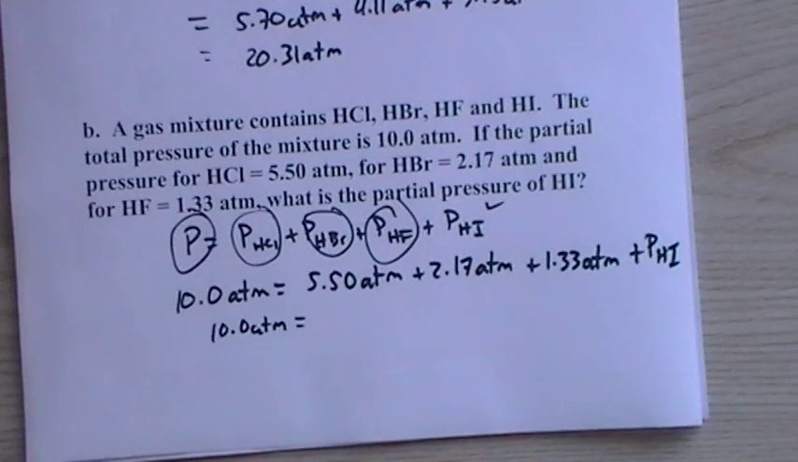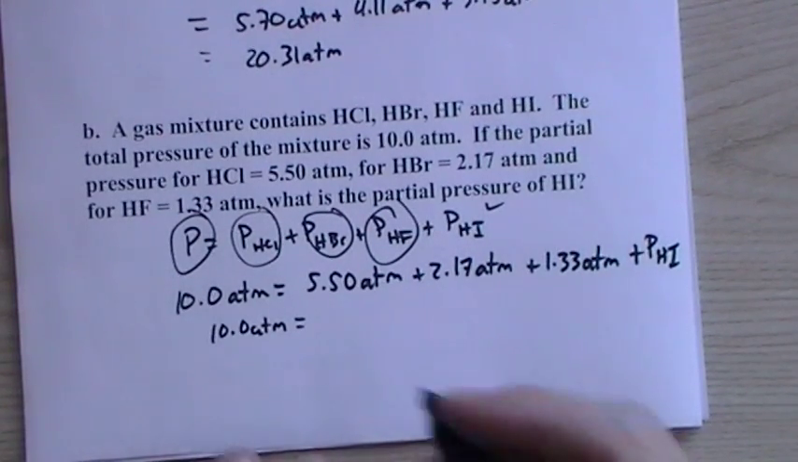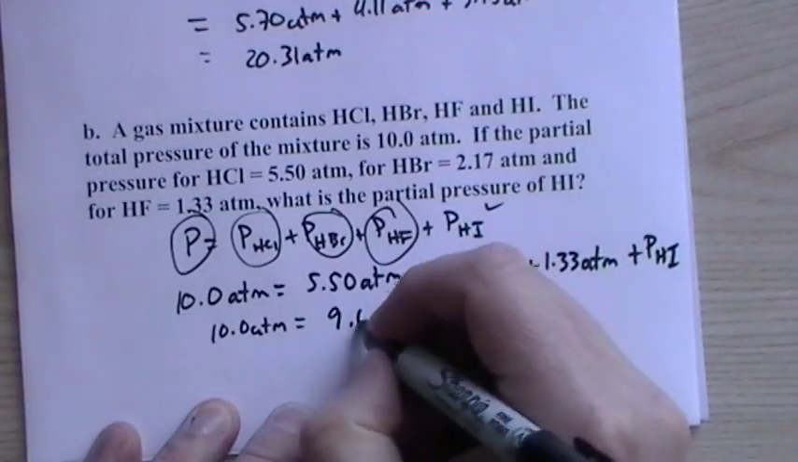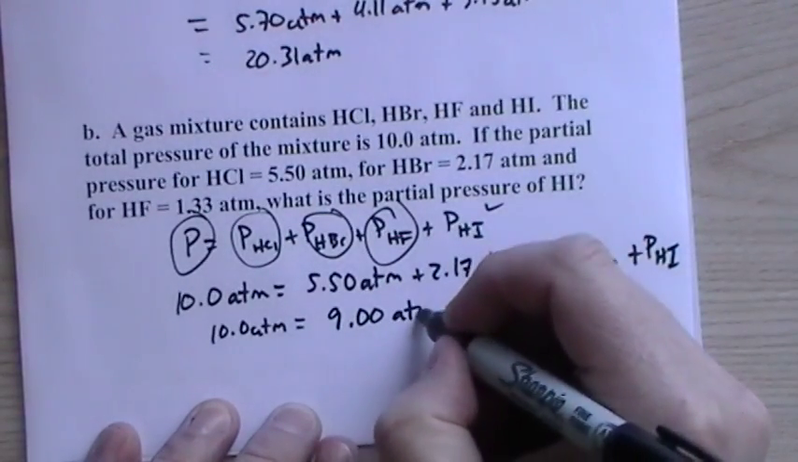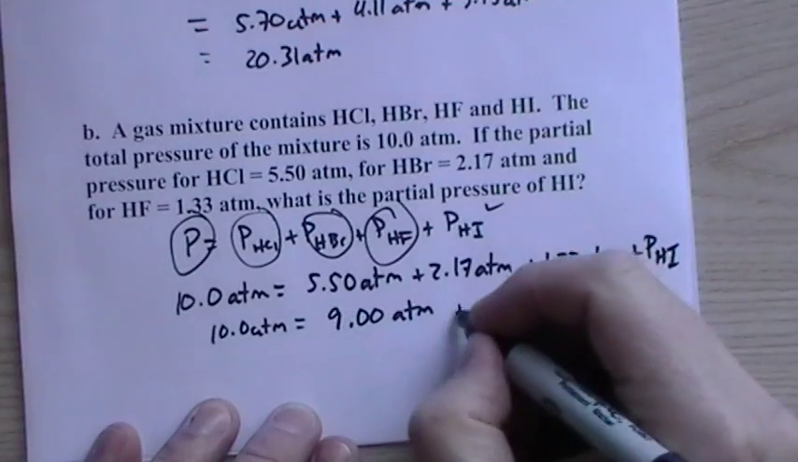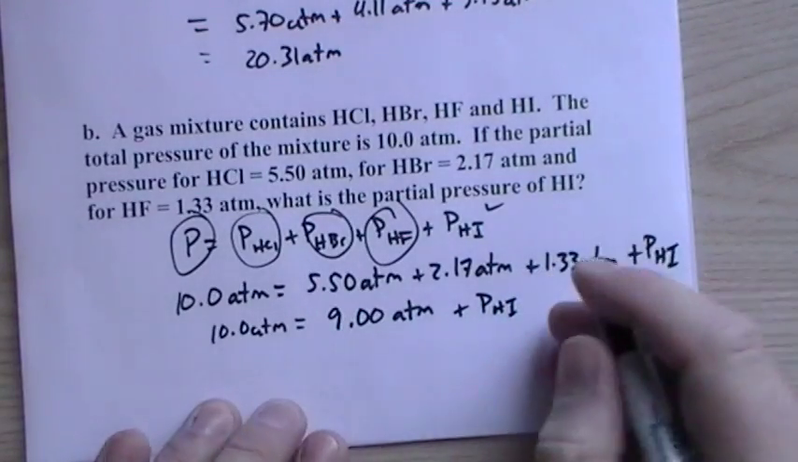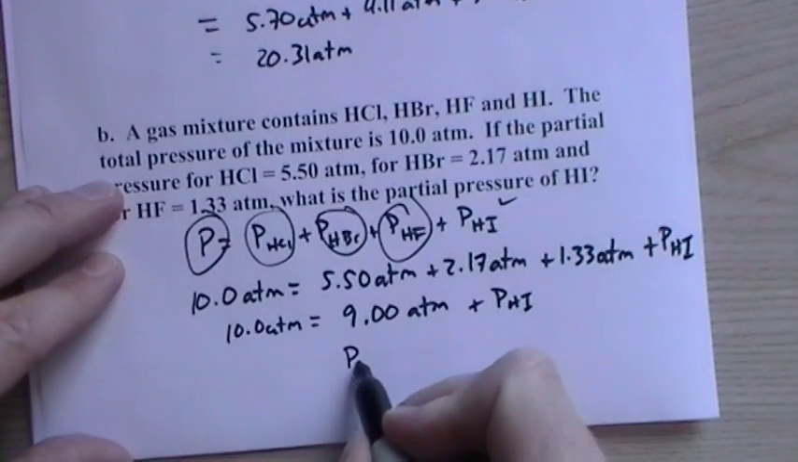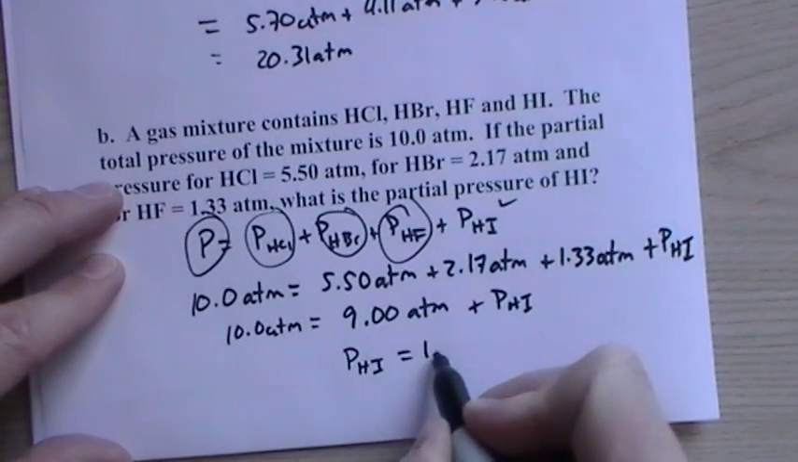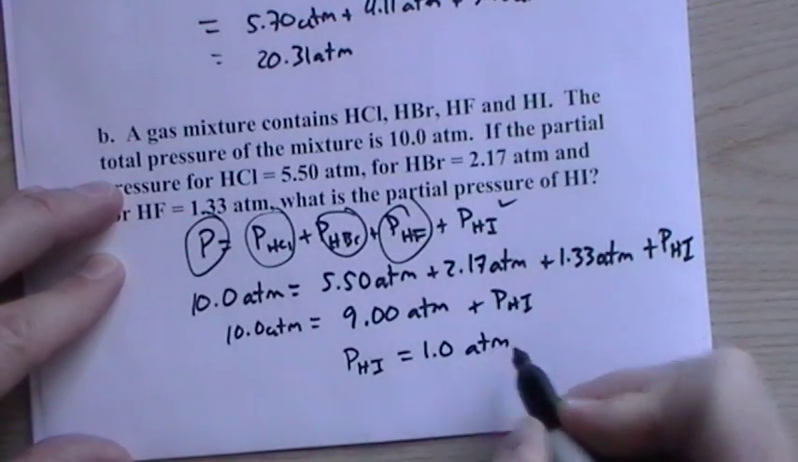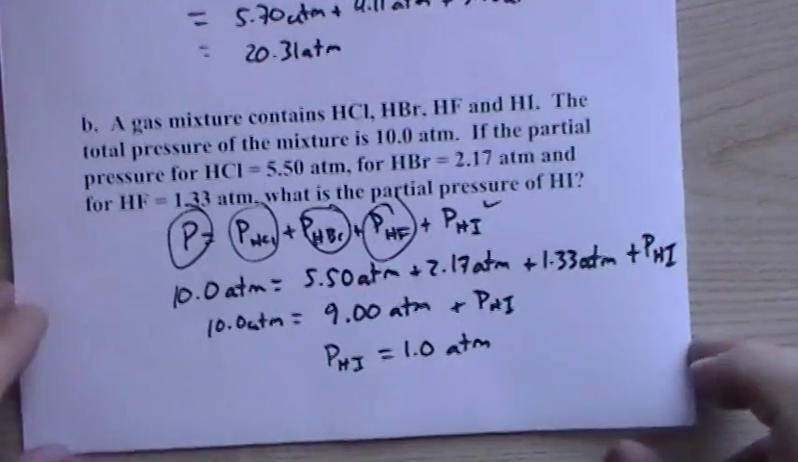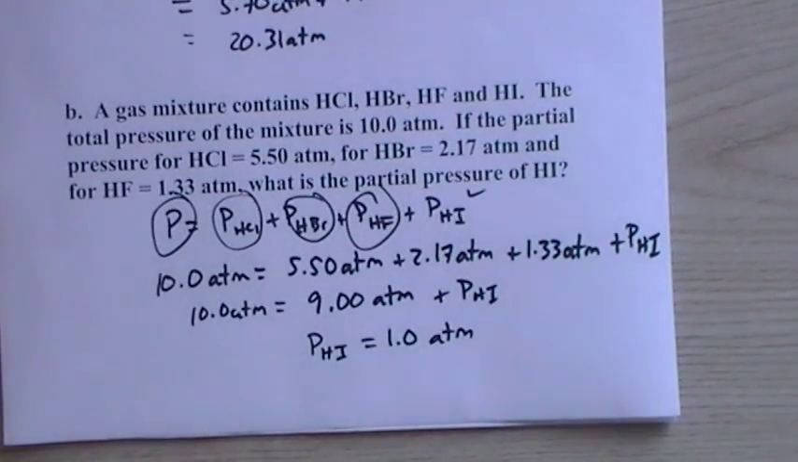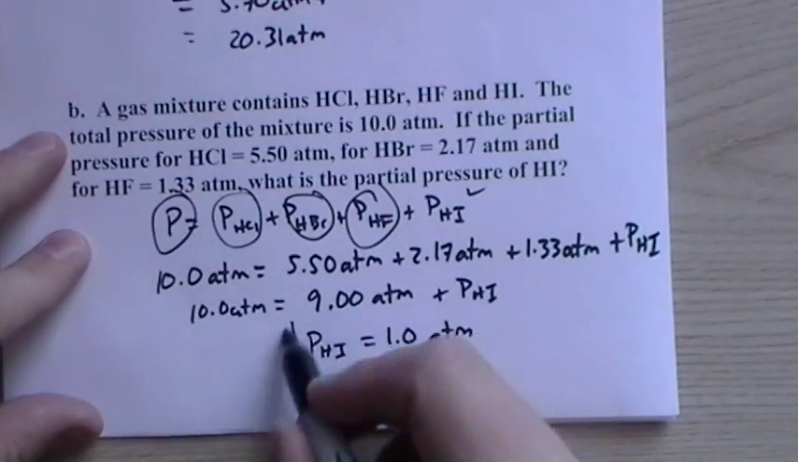And so 5.5 plus 2.17 plus 1.33. This is exactly 9 atmospheres. And then P of HI is going to be, because of the significant figures, 1.0 atmospheres because of the decimal place, so we lose a significant figure there, but that's okay. And that's our partial pressure.